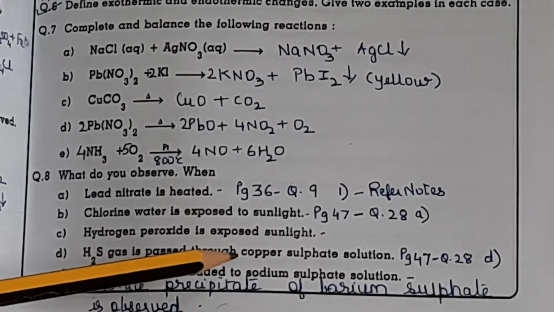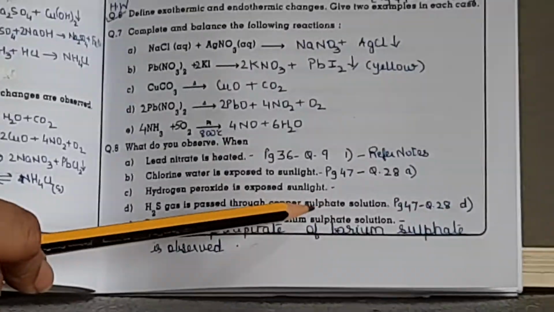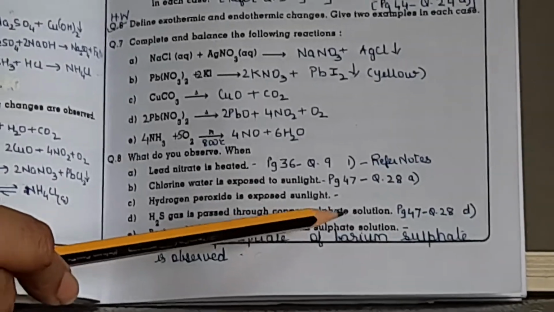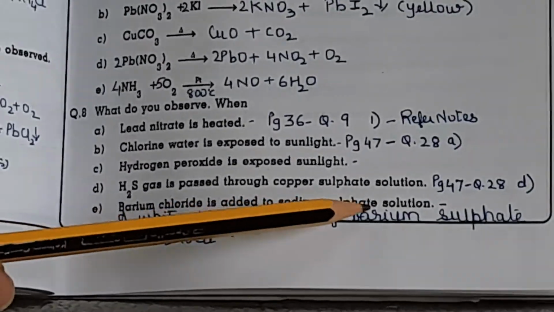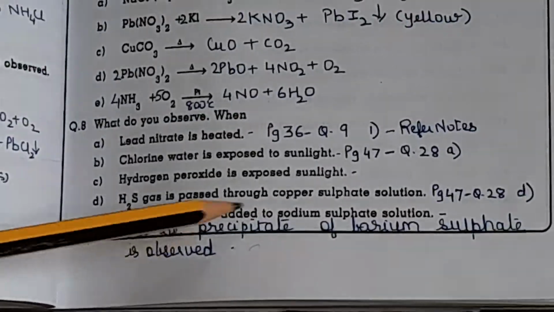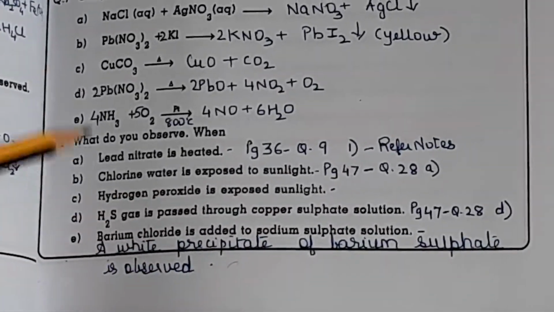Hydrogen sulfide is passed through copper sulfate solution. So here you will say that the blue solution will turn into a black solution of copper sulfide. Yes, copper sulfide will be formed which is black in color. And the last one, barium chloride is added to sodium sulfate solution. You will get a white precipitate of barium sulfate. Okay, now we will have a look at the next part.